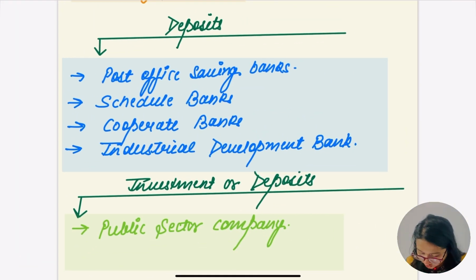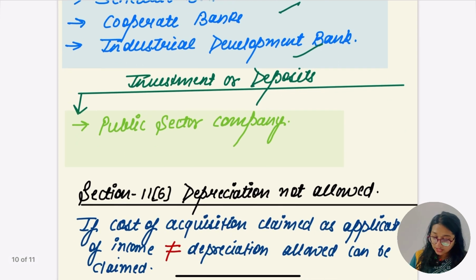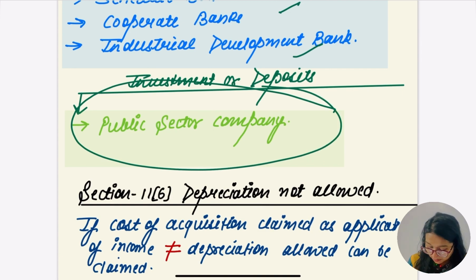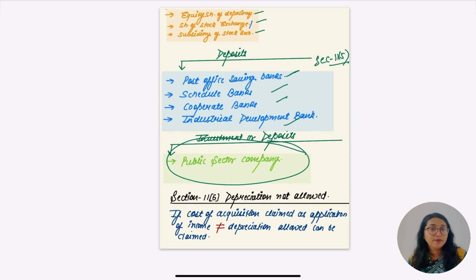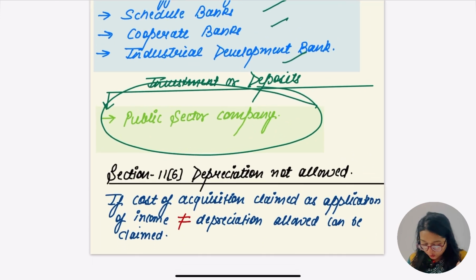Let's go for the other point, which is deposit. If the trust has deposited the amount in post office saving bank, scheduled bank, cooperative bank or industrial development bank, in that case also it is specified under 11(5). Hope this point was clear. And another is investment or deposit in a public sector company. So there are three things: investment, deposit, and investment and deposit. Hope this is clear.